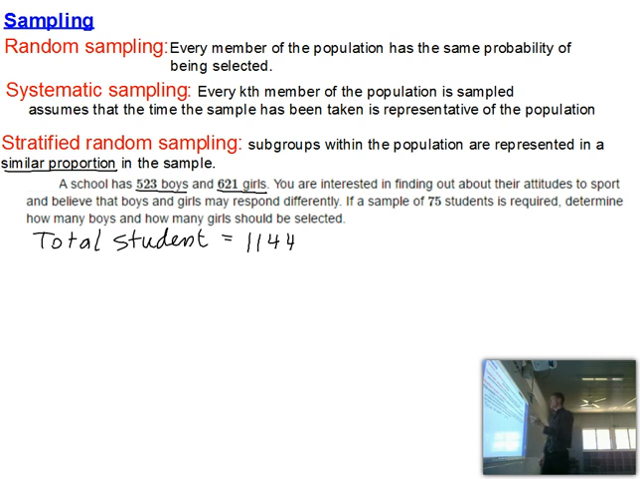All right. Now, if we're interested in finding out about their attitudes to sport and believe that boys and girls may respond differently, which is possible, then we want to have the same proportion of boys and girls in our sample. And we want our sample to be 75 students. So let's determine how many boys and how many girls there should be in our selected sample. We've got to work out what the proportion is. Now a proportion is like a fraction. So what is the proportion of boys?